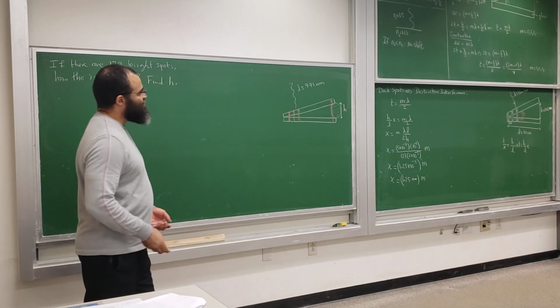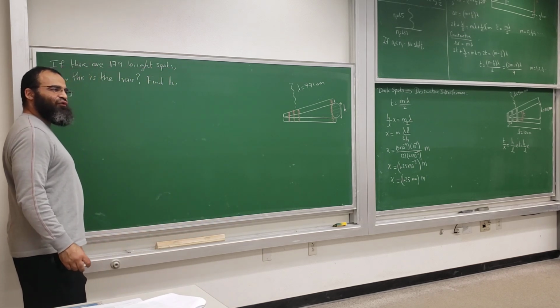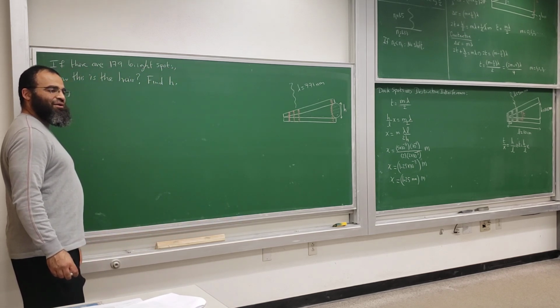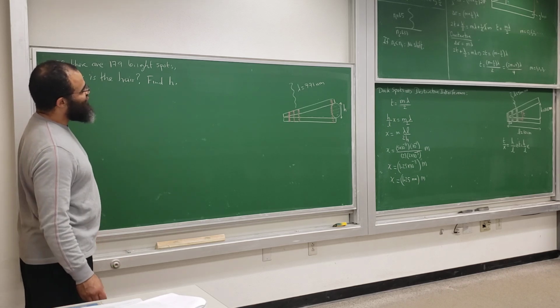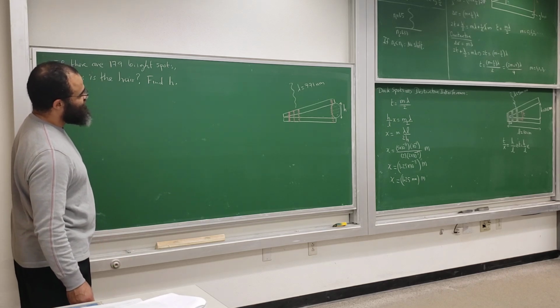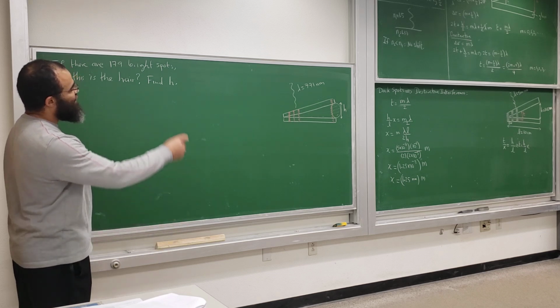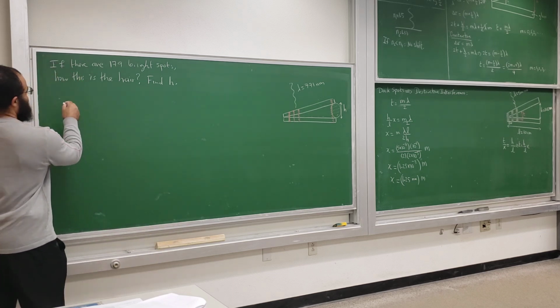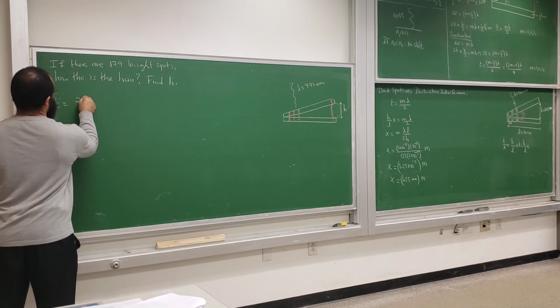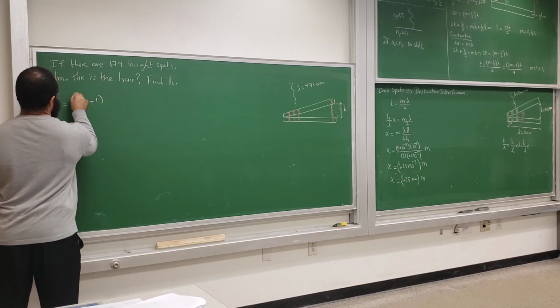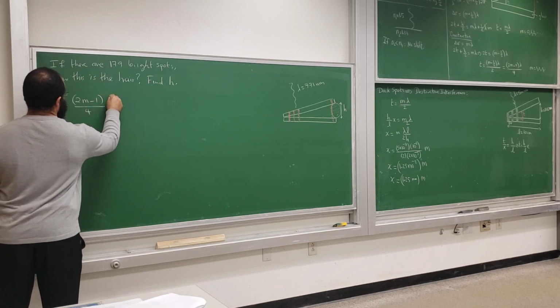So what's the thickness? So what do we do? Bright spots, therefore, constructive or destructive? Constructive. So what's the equation for constructive? The thickness T is 2m minus 1 divided by 4 times lambda.